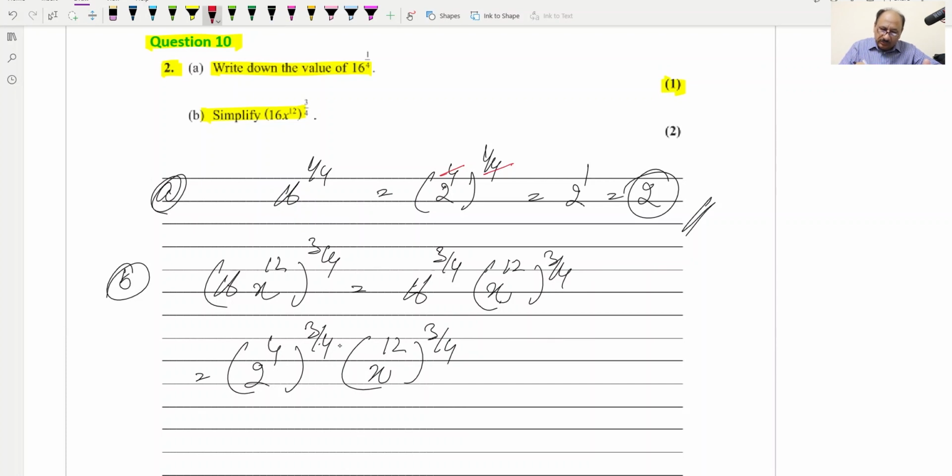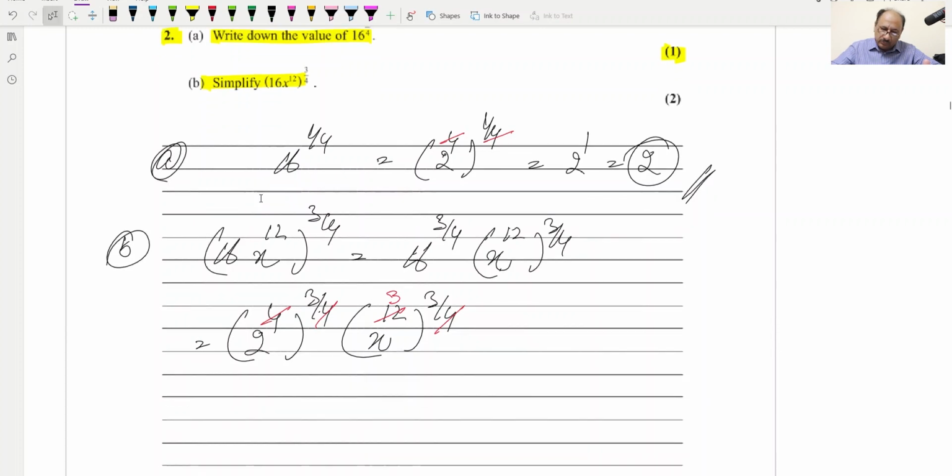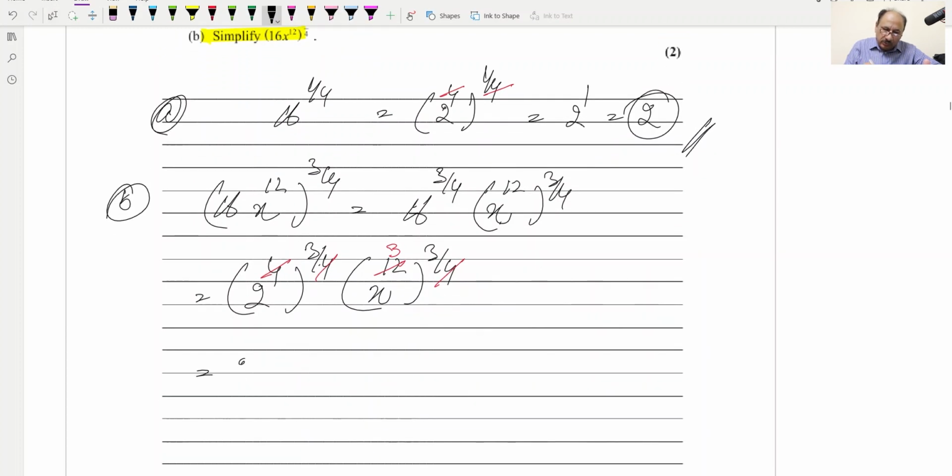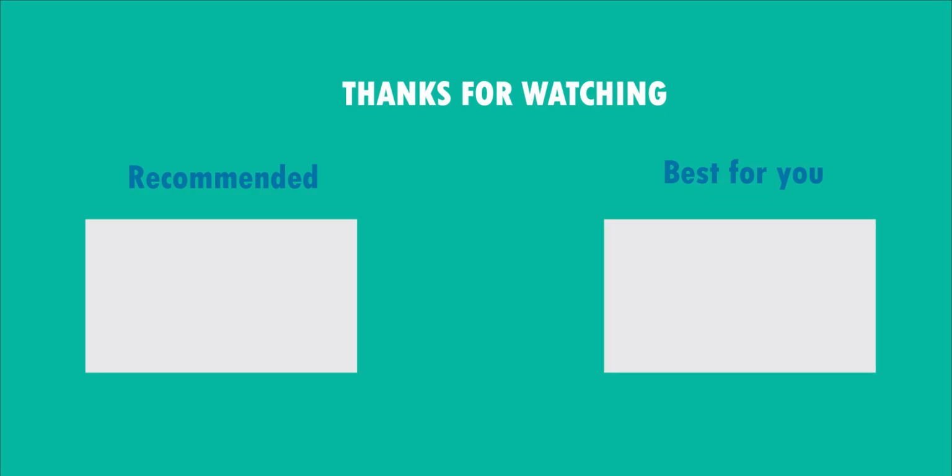Now we can cancel this 4 with this one and this 4 with this, so we'll get 3 here, and we will be writing the next step. So the next step will be 2 raised to the power 3 and x raised to the power 3 into 3, which will be 9. So we can write 2 raised to the power 3 will be 8. So 8x raised to the power 9. This will be the final answer, and this is a 2 marks part which we have done.